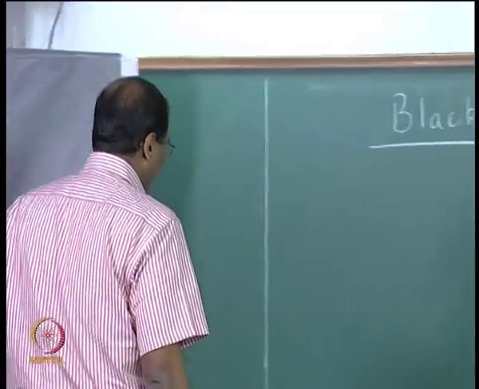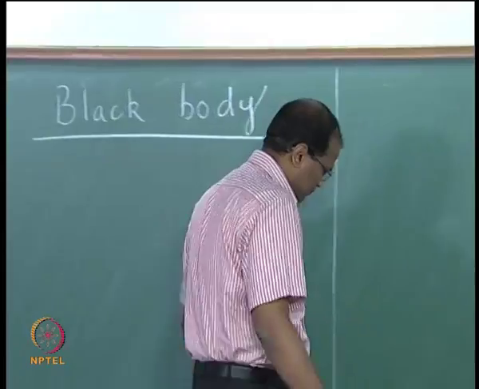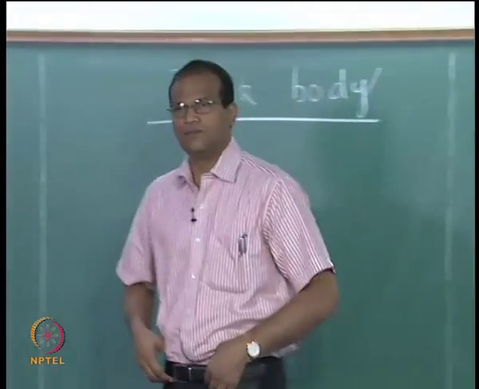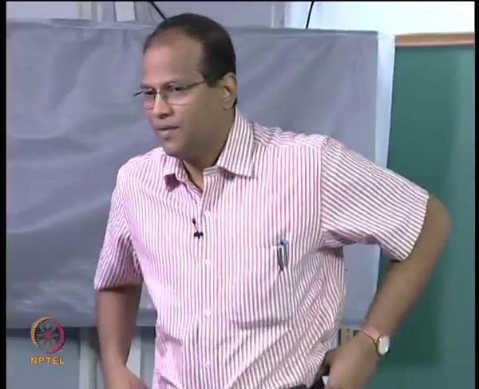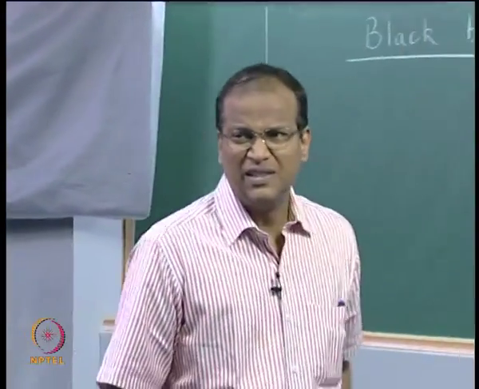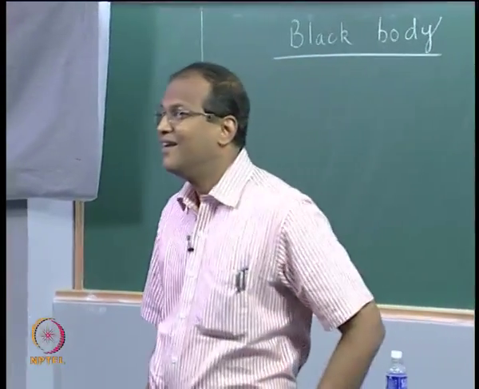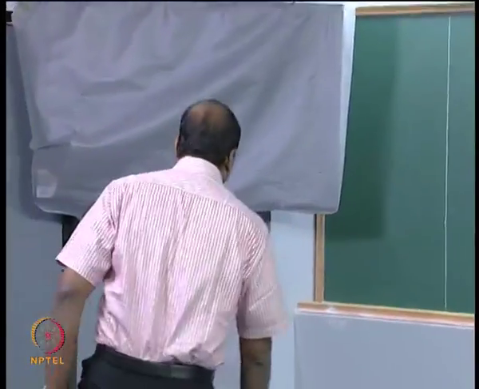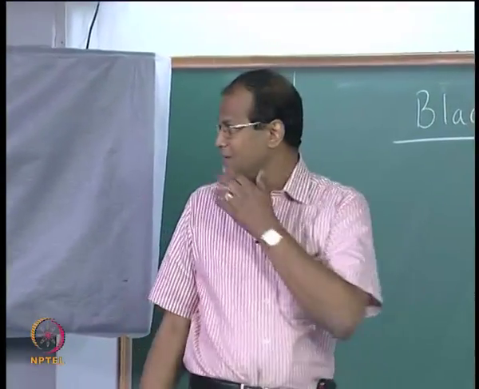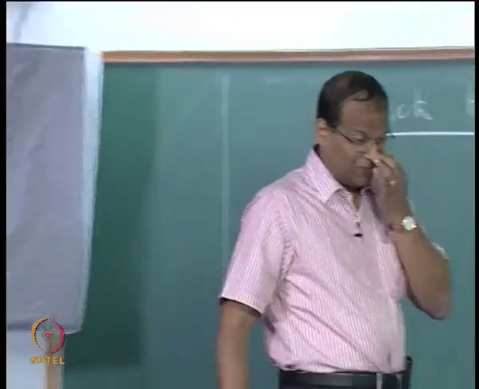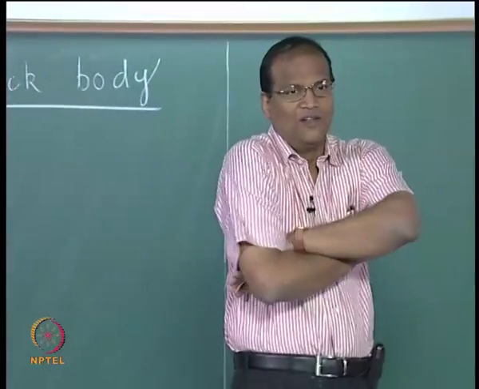Now black body, what do you think a black body is? Absorbs radiation at all wavelengths. Other bodies also absorb radiation at all wavelengths. It also allows it to go through. Therefore, your definition is partially correct, but it is not fully correct.